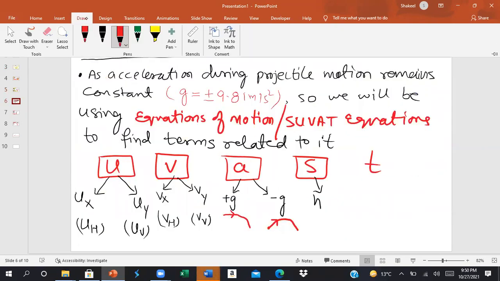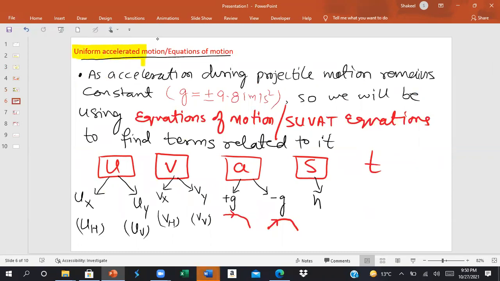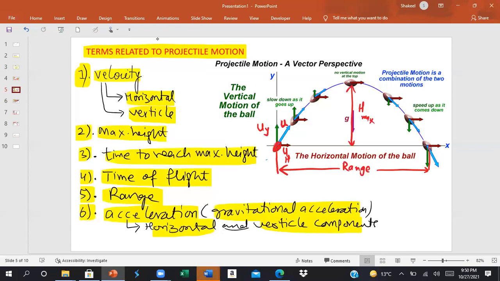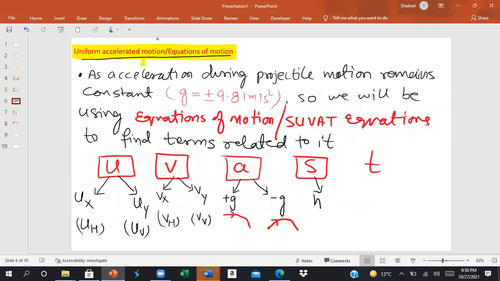Now, as we know that this projectile motion is uniform accelerated motion because it is happening due to acceleration of gravity, which is 9.81. And an interesting thing is that this acceleration due to gravity remains the same throughout this motion. That is, 9.81 meter per second squared. So that's why we have to use equations of motion to solve all these terms.